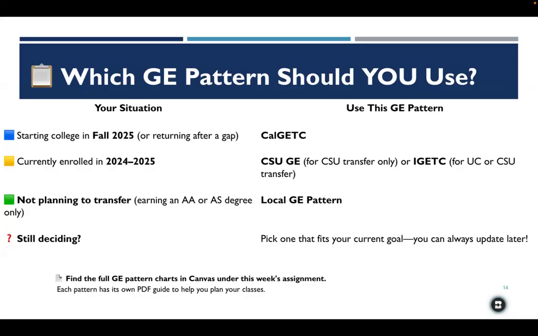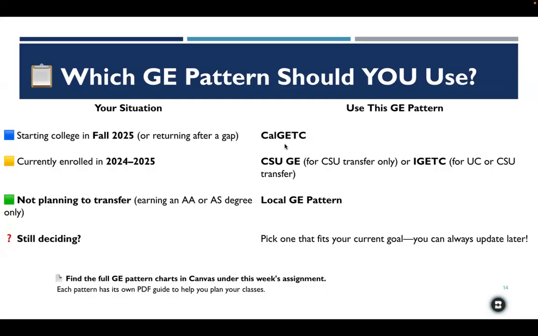Since you're currently enrolled in the 2024-25 summer class, you can use either the CSUGE or iGETC. The thing about the CSUGE is it's got some classes on it that will only transfer to a CSU. So if you were for sure knowing that you wanted to transfer to, say, San Jose State or San Francisco State, and there's no question about it, you could use the CSUGE. But if you're not 100% sure, I would focus on using either the iGETC or CalGETC.